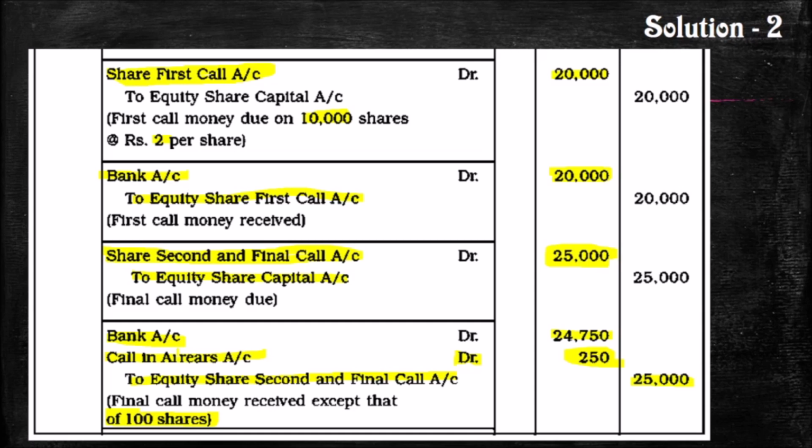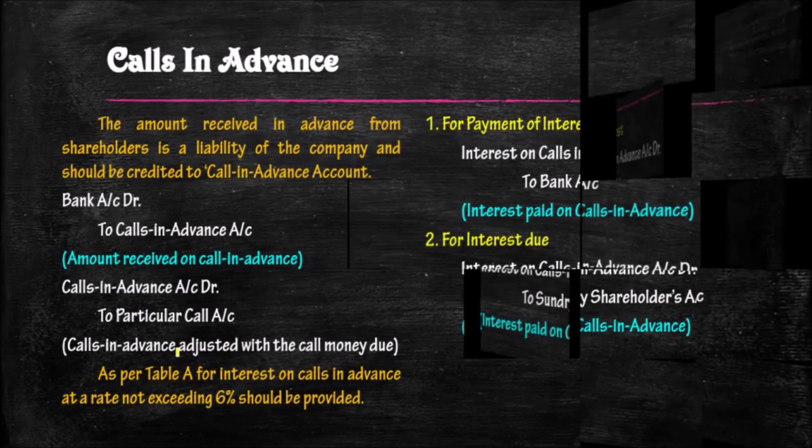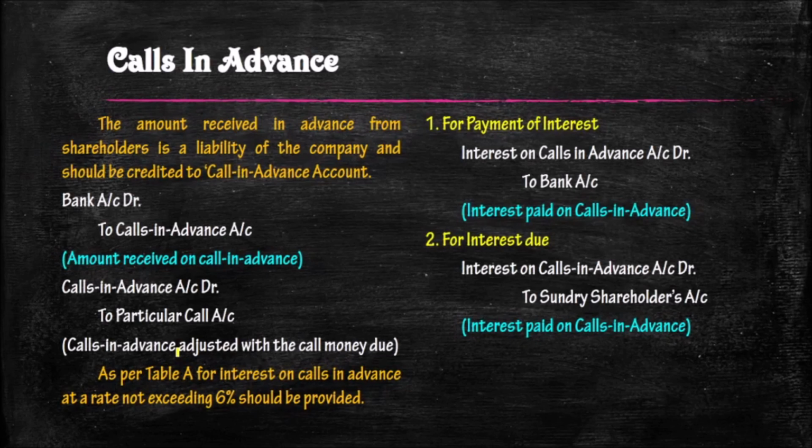Please look at the next topic, the last topic for this video lesson, that is calls in advance. Sometimes the shareholder will make the payment of remaining calls in advance. For example, if the shareholder pays the first call money with the allotment, that is calls in advance, or the second call money with the allotment, or the second call money with the share first call. They are paying the amount in advance. That is known as calls in advance.